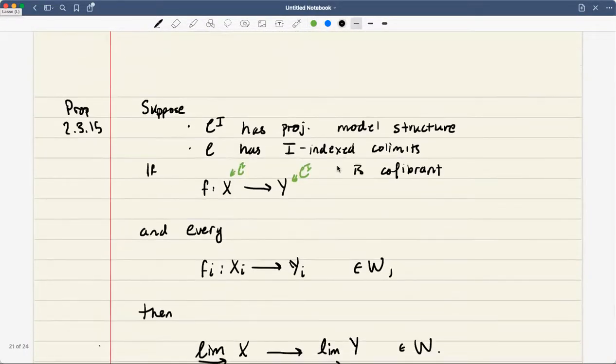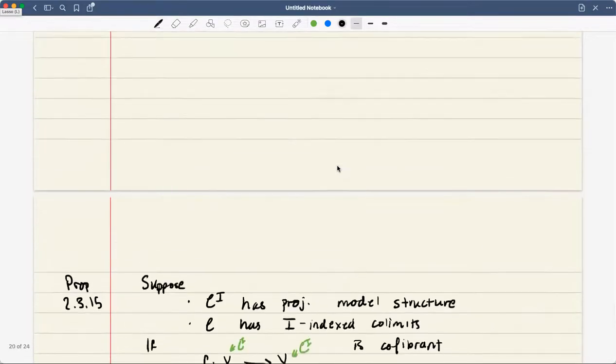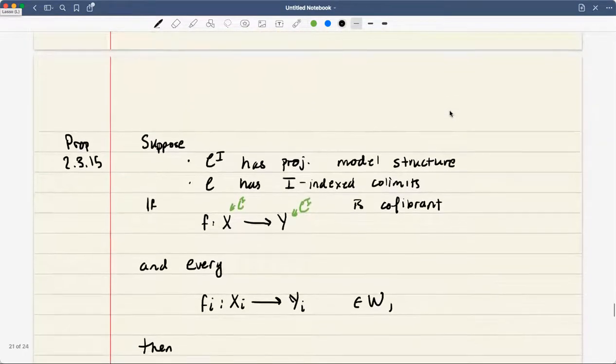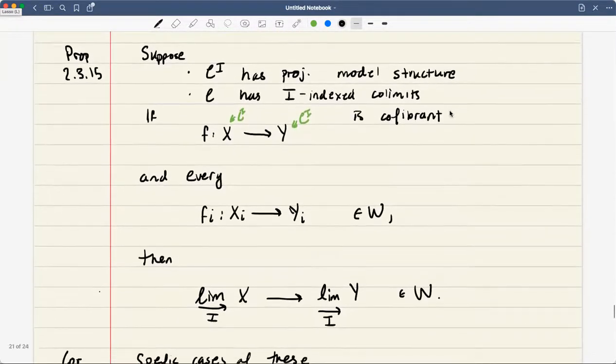So projective model structure. Oh, and what I was trying to say here earlier is, a projective resolution is the cofibrant replacement of an object with respect to the projective model structure on chain complexes. On chain complexes, you have both a projective model structure and an injective model structure, and these respectively define projective resolutions and injective resolutions.